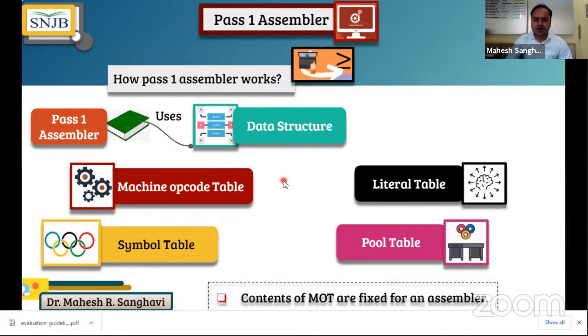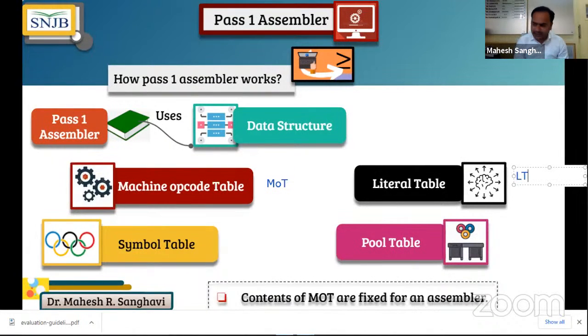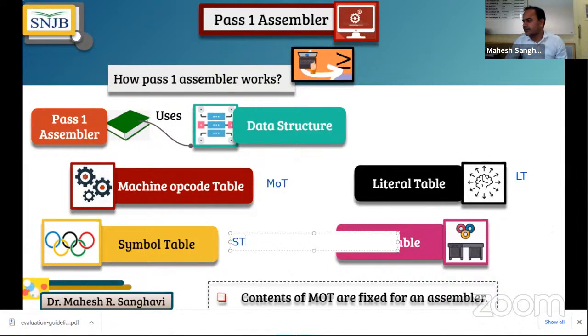So contents of MOT are fixed for an assembler. Always remember, it is known as MOT. Sometimes I may use shortcut names. You need to understand this is MOT, that is machine opcode table. I may use LT for literal table, ST for symbol table, and PT for pool table.